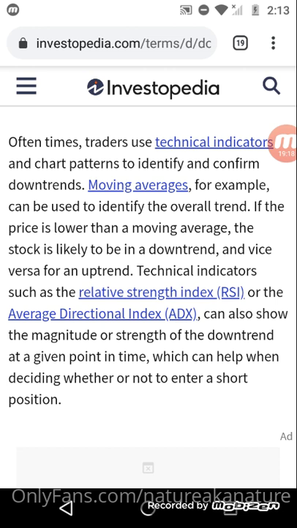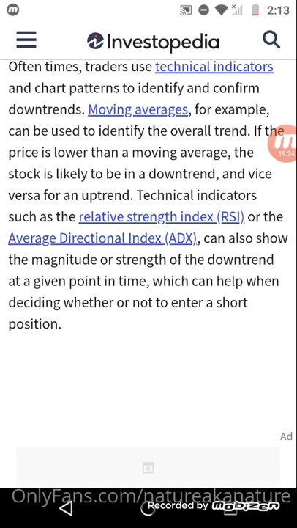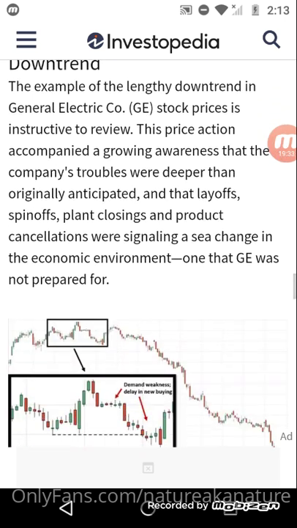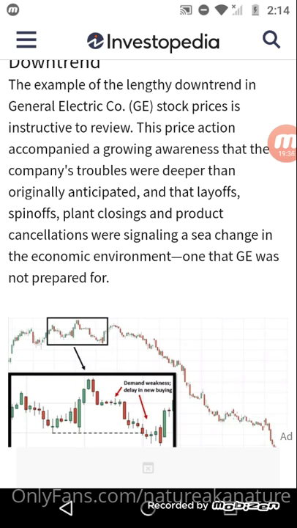So examples of a downtrend. The lengthy downtrend, and this one right here is the stock for General Electric. The stock price is instructed to review the price action of the company, a growing awareness that the company's troubles were deeper than originally anticipated, and that the layoffs and the spin-off and the plant closing and product cancellations were signaling a sea change in the economic environment. So one that GE was not prepared for. It wasn't prepared for it. So demand weakened, and it was for selling.